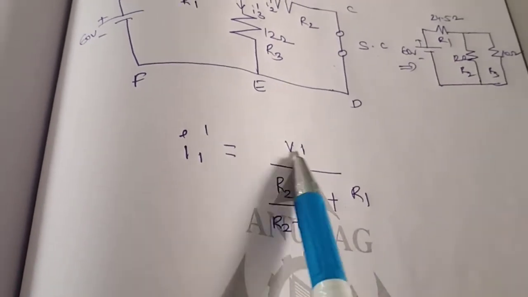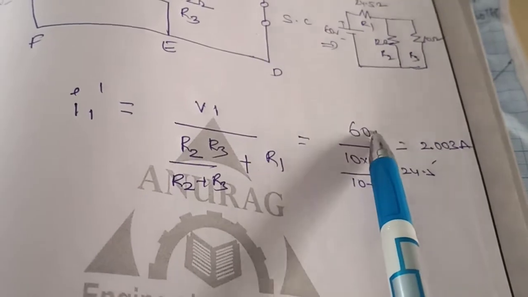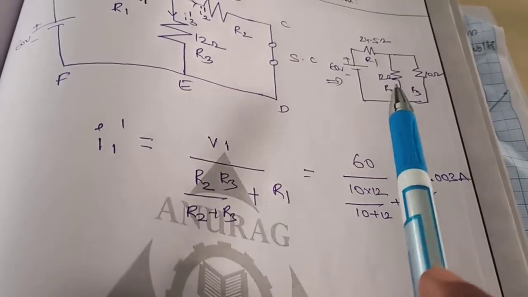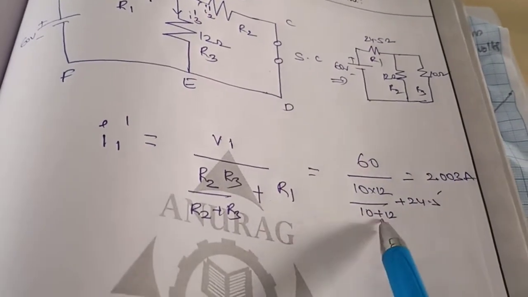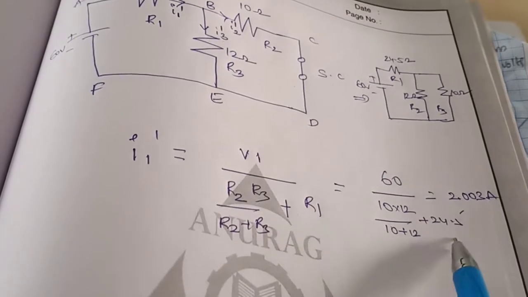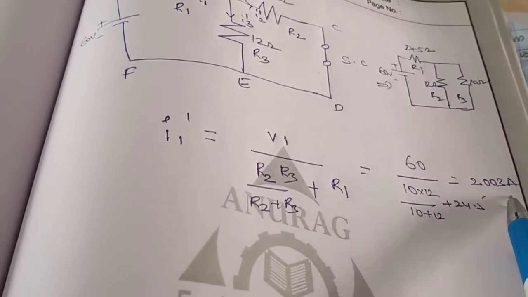Now substitute all the values in this formula, and you'll get I1 dash. So I have substituted the voltage value V1 equals 60 volts divided by R2 R3, which is 12 into 10, divided by 10 plus 12, plus the total R1 resistance, that is 24.5. If you solve this, you get I1 dash equals 2.003 amperes.